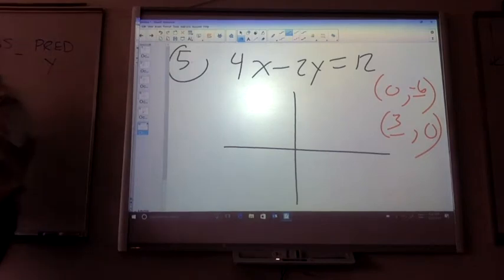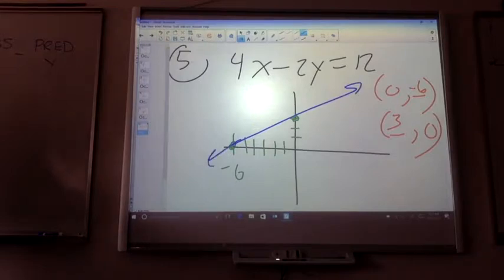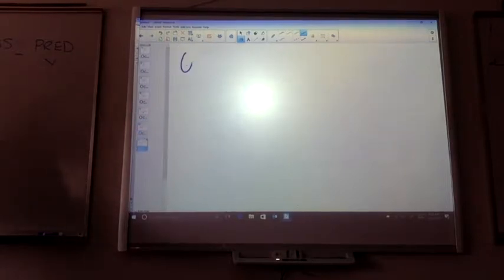All right. So 0, negative 6. 3, 0. Cover method works all day long. Look at those 2 points. Cool? Can you just put in those in that exact format? Heck yeah. That's why I did it that way. Okay. Number 6. Number 6, cover method works as well. Agree?